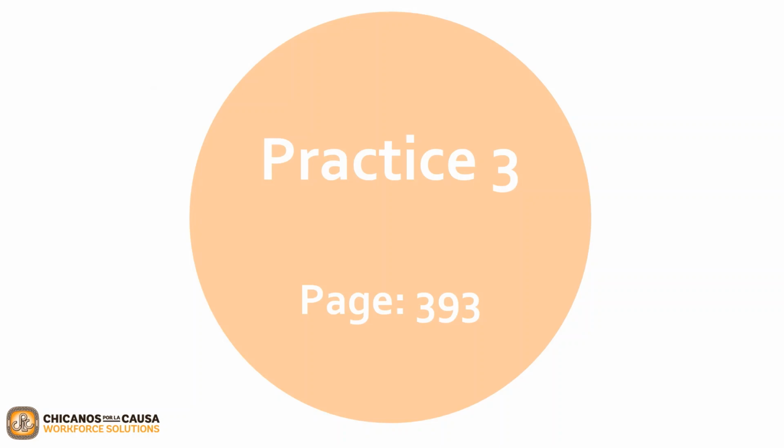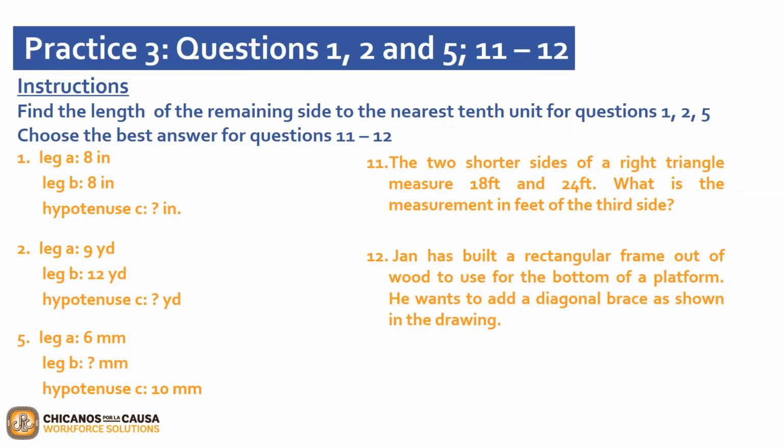Let's move on to practice 3, found on page 393. For practice 3, we are going to answer questions 1, 2, 5, 11, and 12. So for questions 1, 2, and 5, you need to find the length of the remaining side to the nearest 10th unit. For question 11 and 12, choose the best answers. So take a couple minutes to complete these 5 questions, and when you are ready to review them together, just click play.